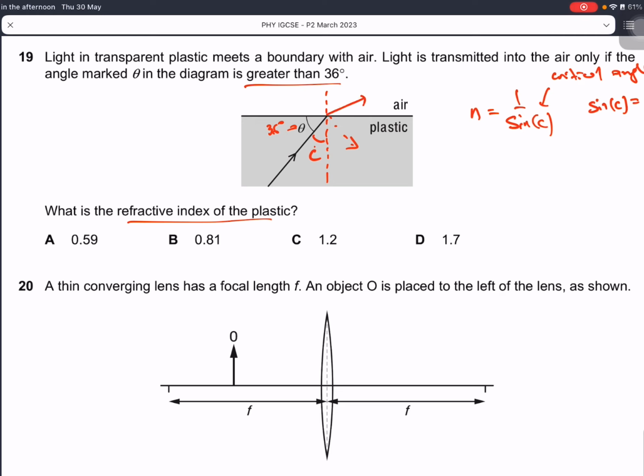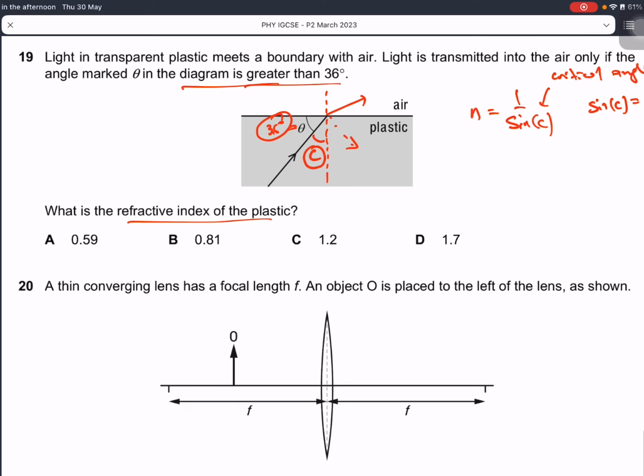Now, the minimum of this means the maximum of this. That's why they are saying greater than 36, okay? They are not talking about the critical angle. They are talking about the other side of the critical angle. So the 36 is the minimum point actually, yeah? Just before reflection happens, let's say. Minimum of c basically, yeah.